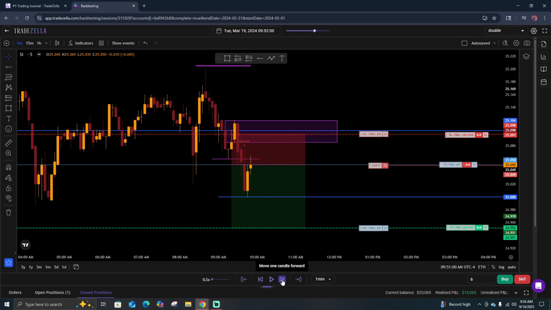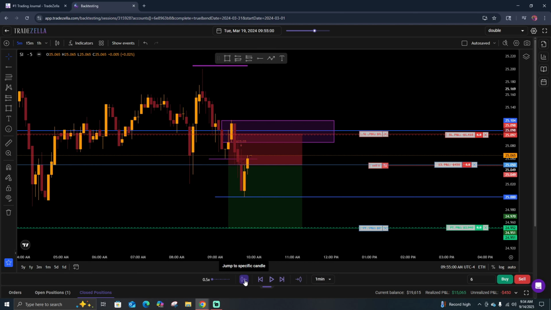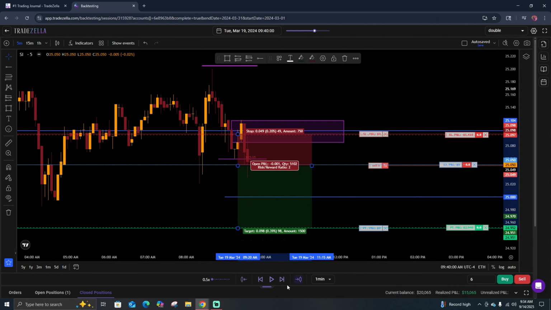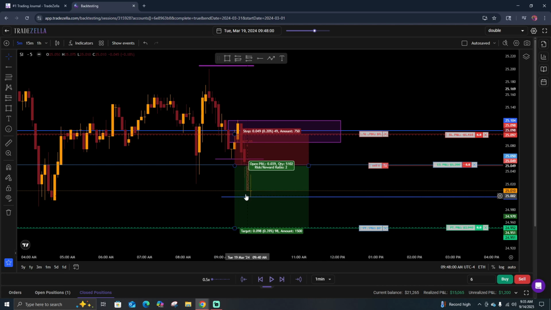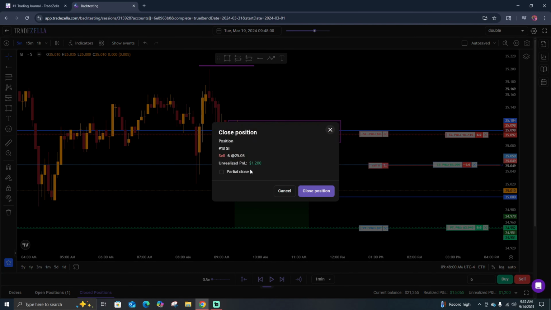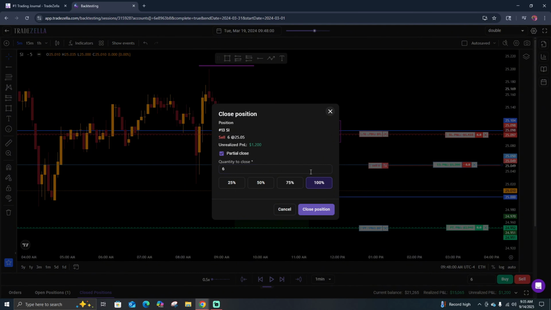Let me see if it got closer. Alright, so it would have, damn. Alright, so it would have tapped it. Let me see if I can get out. Alright, so it would have tapped our one-on-one. I'll just get out right here. Partials. I'll get out for a partial close.